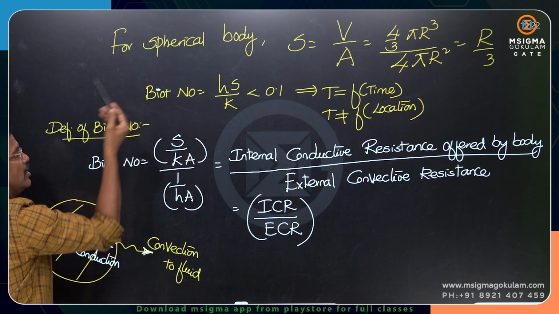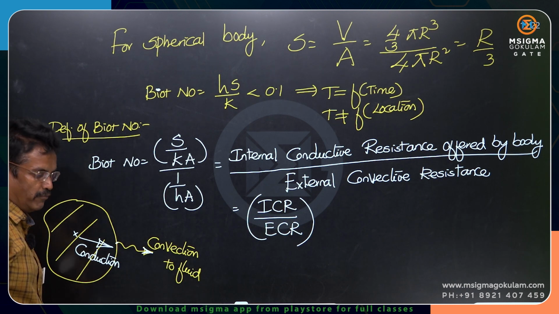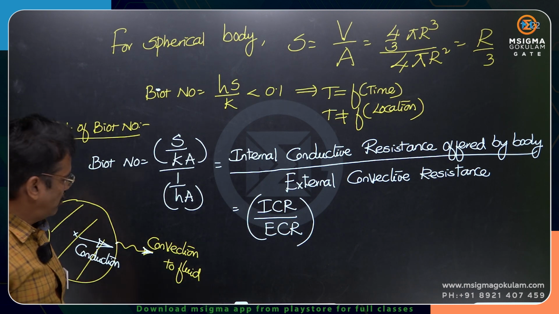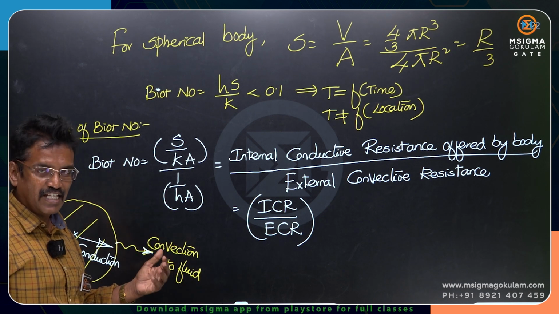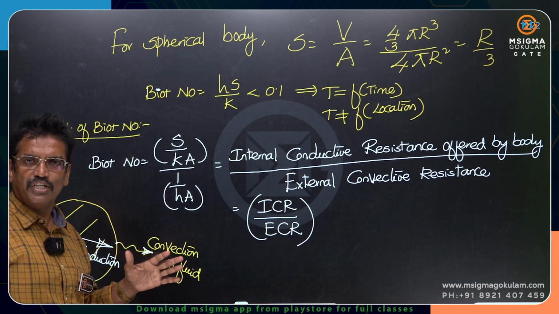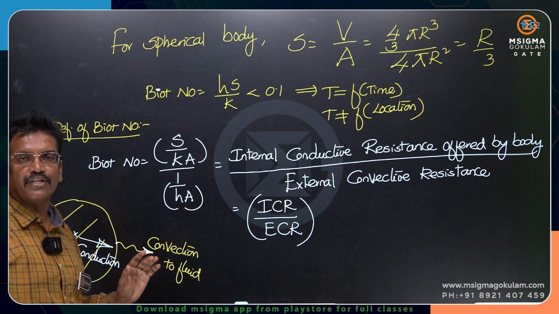When the K is high, the Biot number will be low. When will the Biot number be low? When the K is high, or if the size is low. Size S you can refer to the size. Actually, it does not mean that. S is a characteristic dimension.